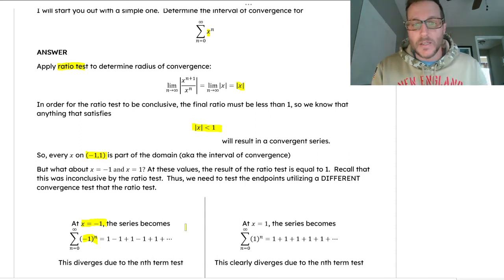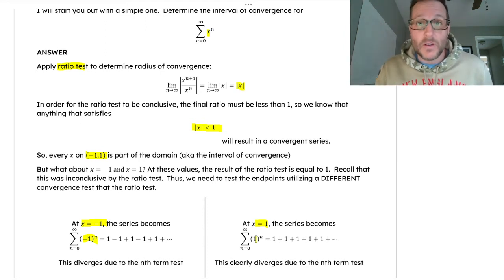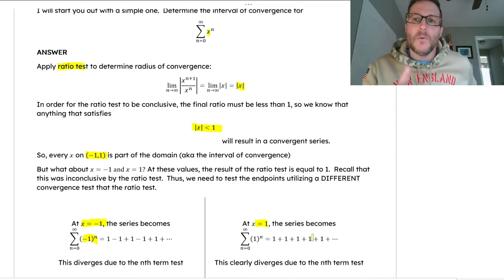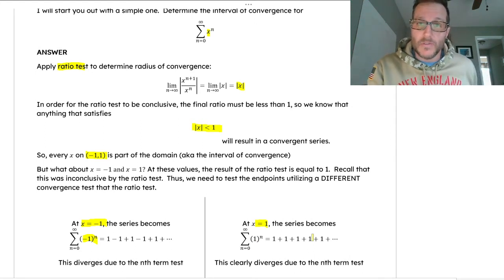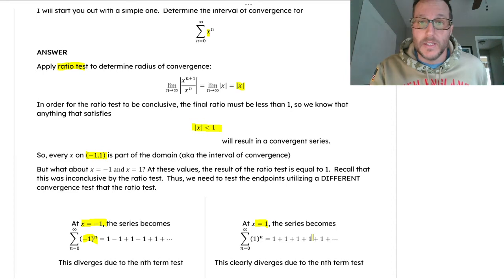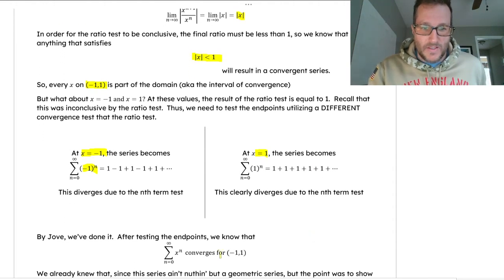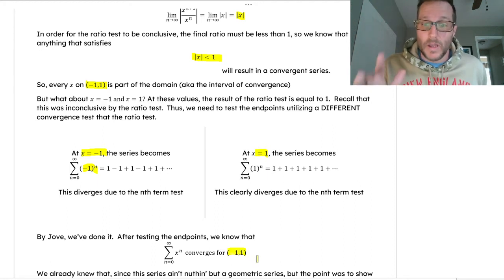Well, what happens at +1? At +1, the series x to the n becomes just 1. So 1 plus 1 plus 1 plus 1 plus 1, that's going to diverge. So can we include in the interval of convergence either of the endpoints? No, because at both of the endpoints, it resulted in a divergent series. That means the power series x to the n converges for the interval -1 to 1, non-inclusive.